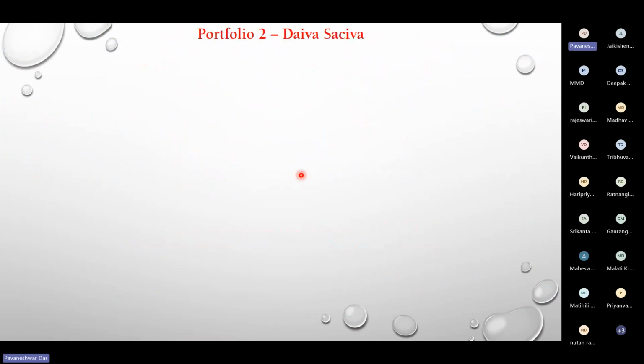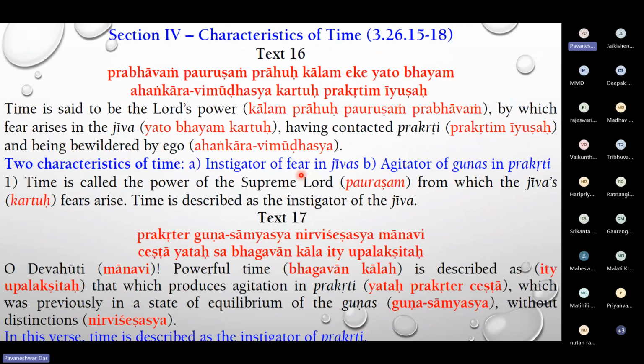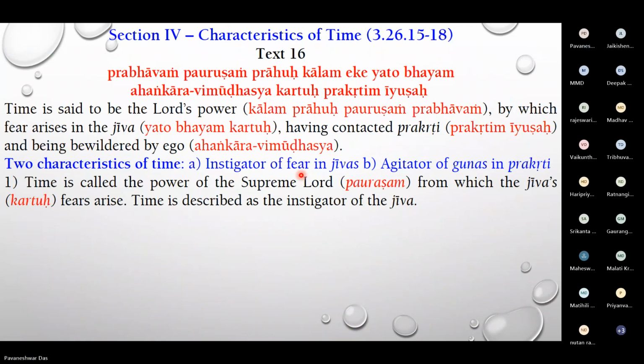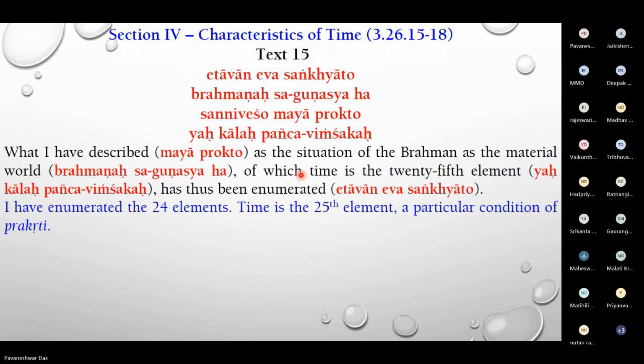Now time, the 25th element, is being introduced. What I have described as the situation of Brahman as the material world, of which time is the 25th element, has thus been enumerated. It is basically Mahavishnu, by glancing upon Prakruti, who produced 24 elements. And Mahavishnu himself is Purusha.